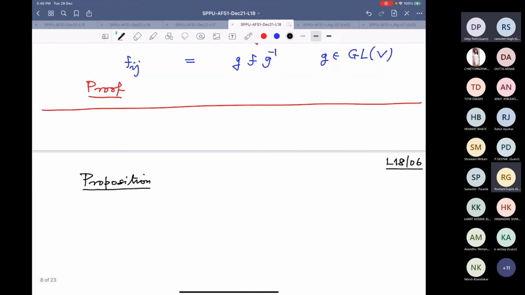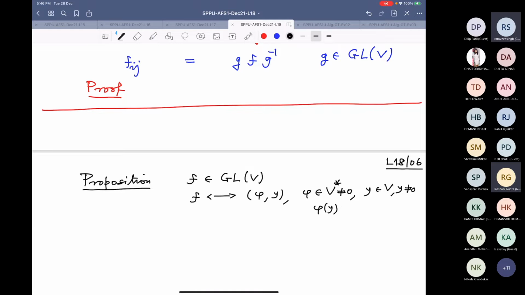Now the notation is: we are denoting F in GL(V) by phi y, where phi is a non-zero linear form and y is a non-zero vector, and phi(y) is 0.